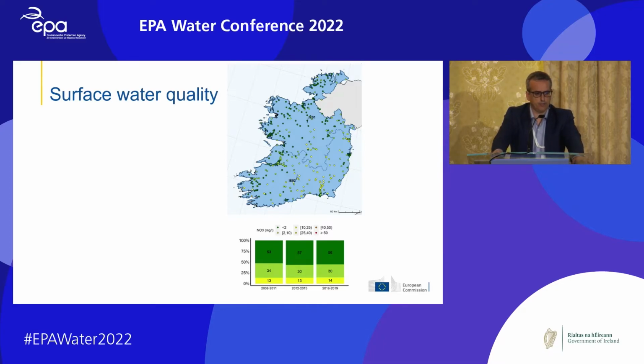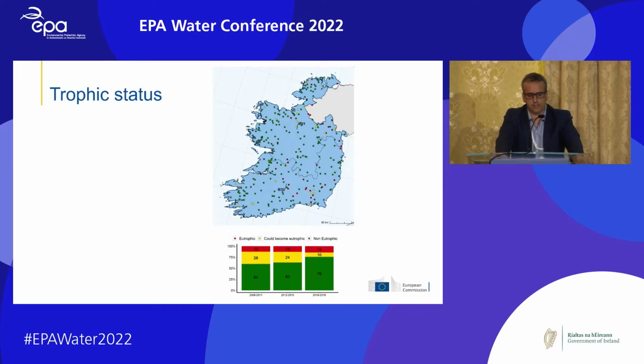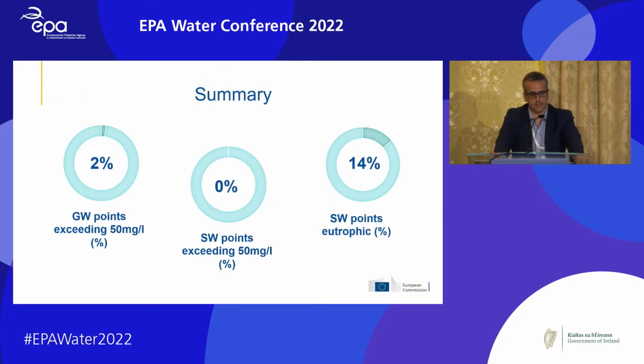And as regards eutrophication, trophic status, we can see that the share of monitoring stations reporting eutrophication has increased by 1%, but also the share of monitoring stations reporting risk of eutrophication has decreased from the last reporting period to the last one. As I said, this is under the monitoring network under the Nitrates Directive.